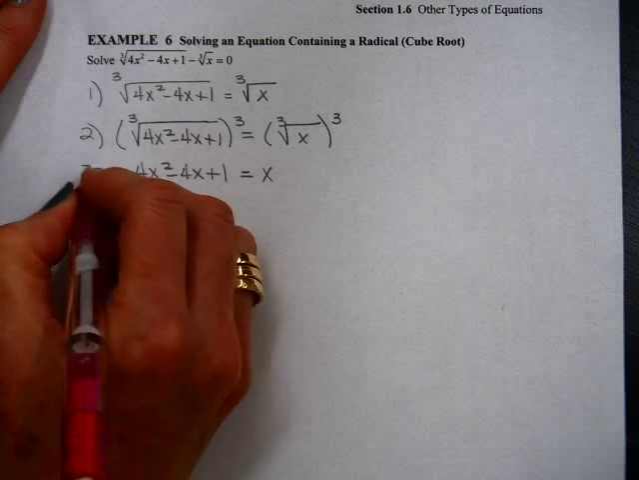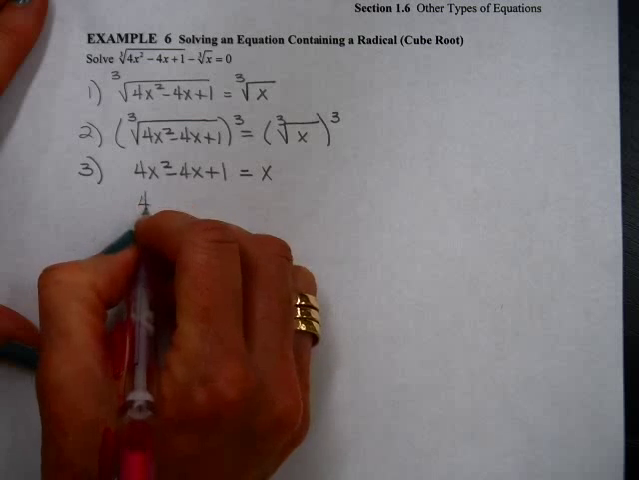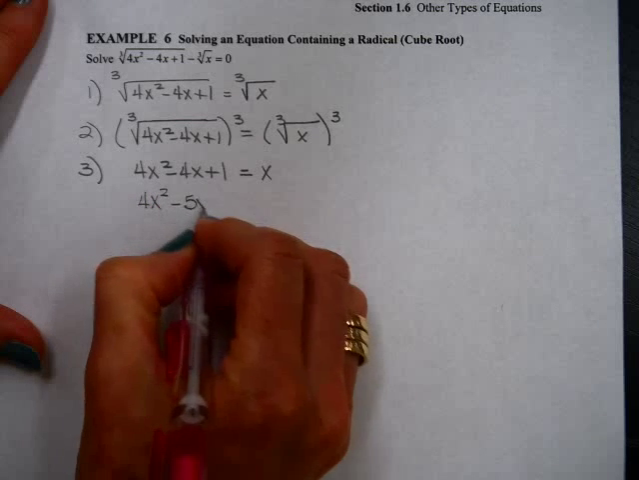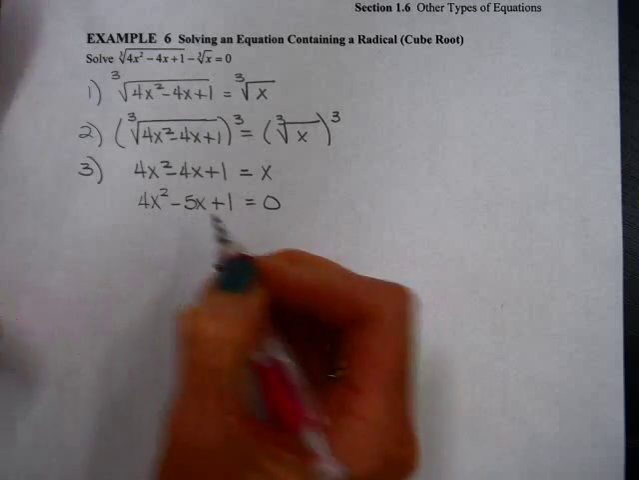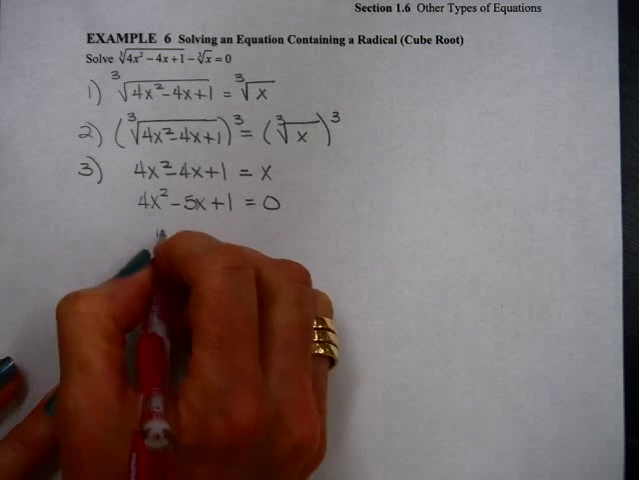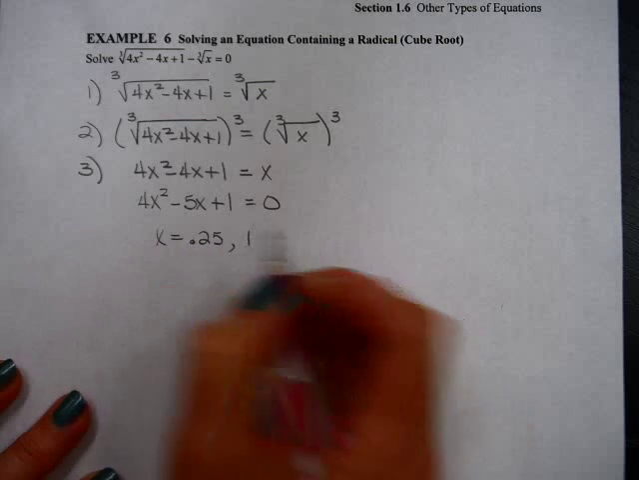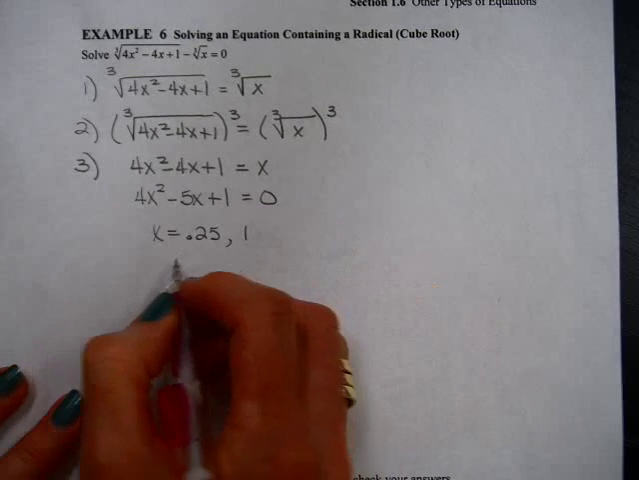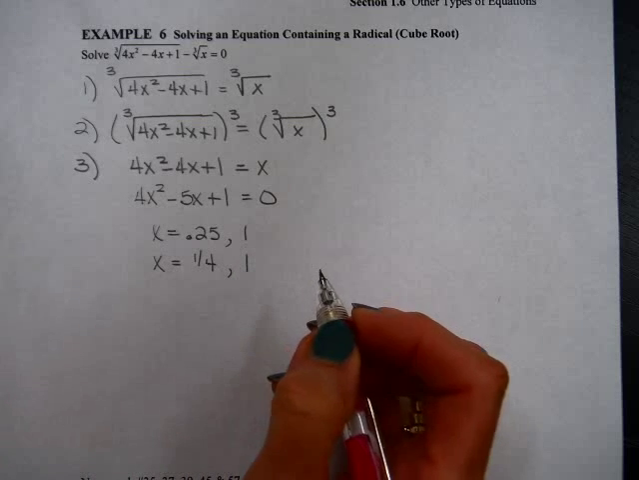Standard form. Step 3, solve this problem. We have no more radicals. So we're going to have 4x squared minus 5x plus 1 is equal to 0. Put this in your quadratic formula. And in my quadratic formula, I got x is equal to 0.25 and 1. We probably should write this as a fraction. So we got x is equal to 1/4 and 1.